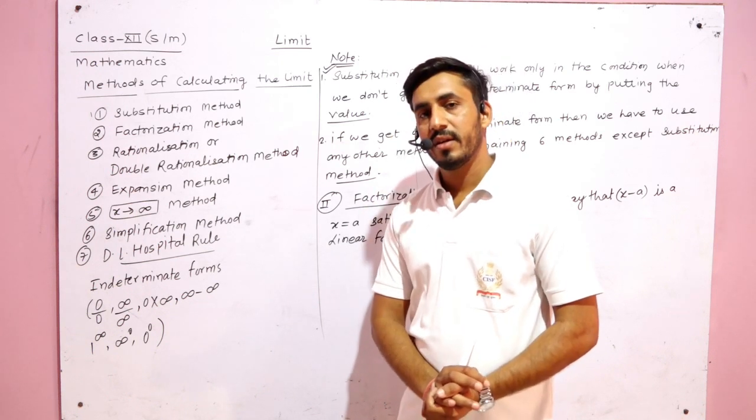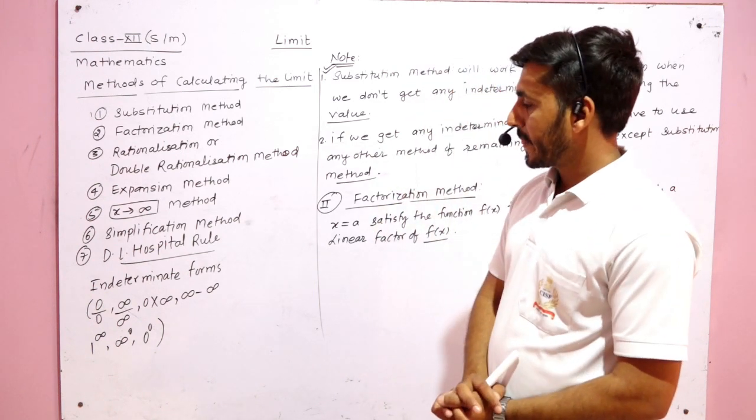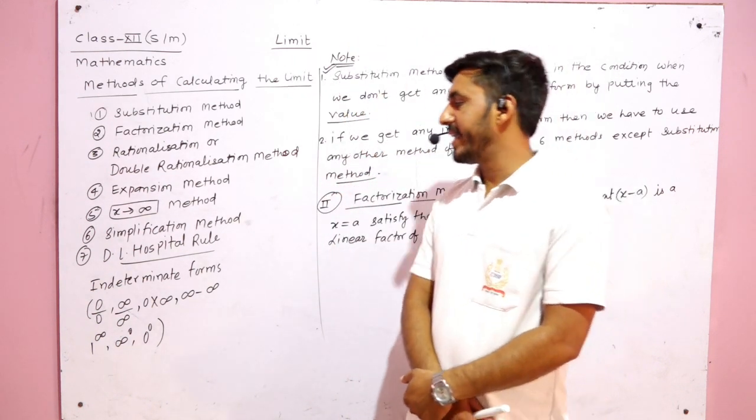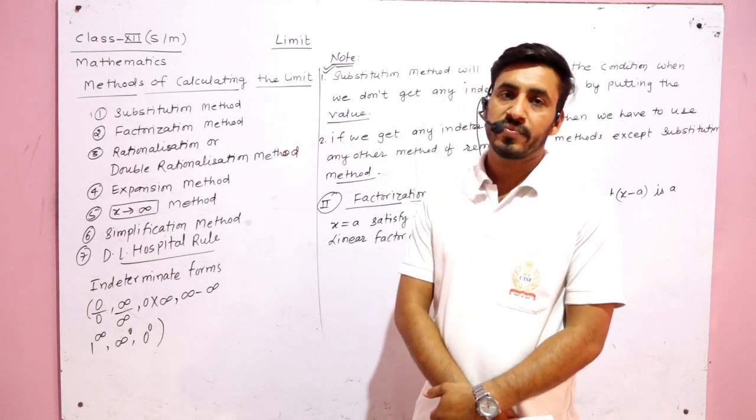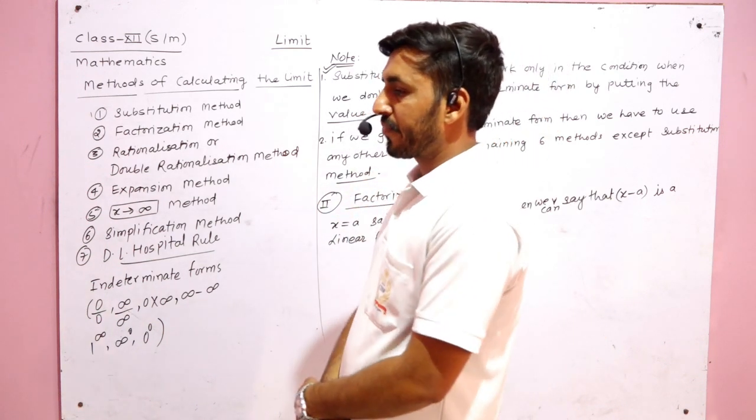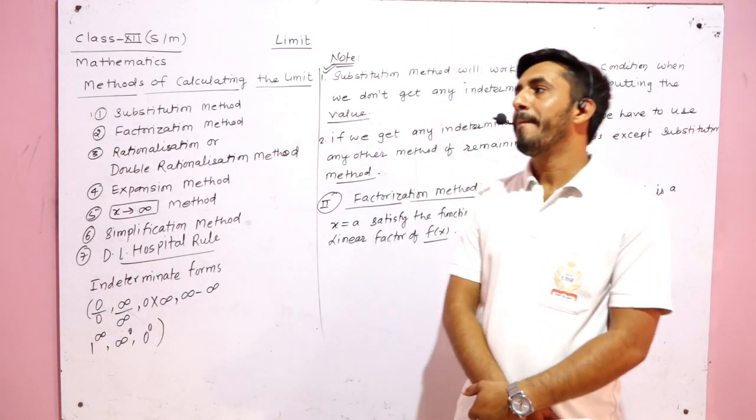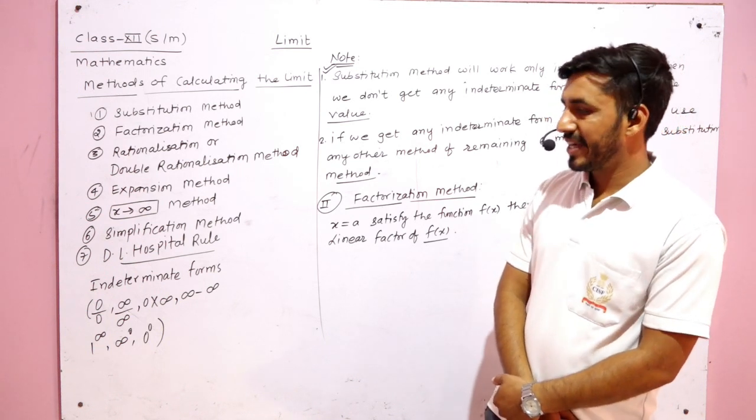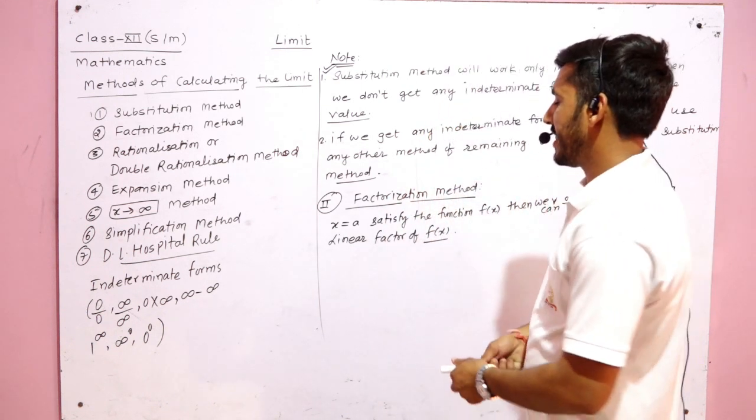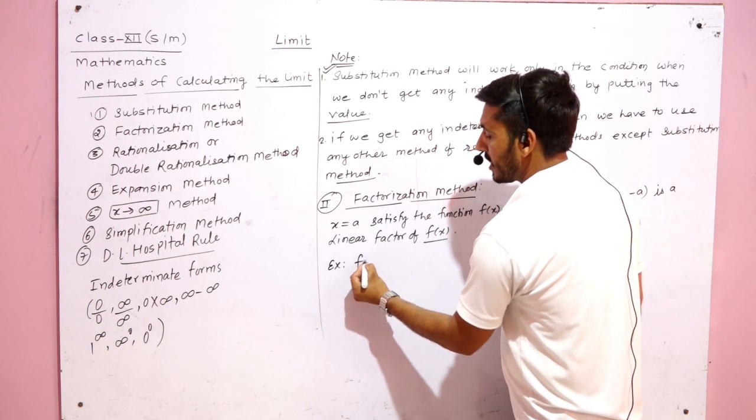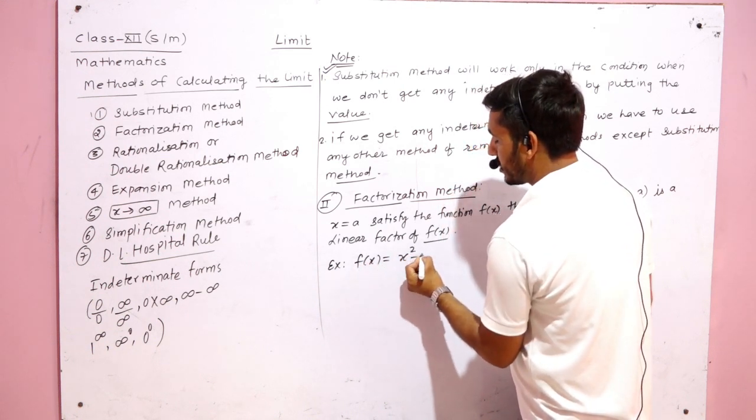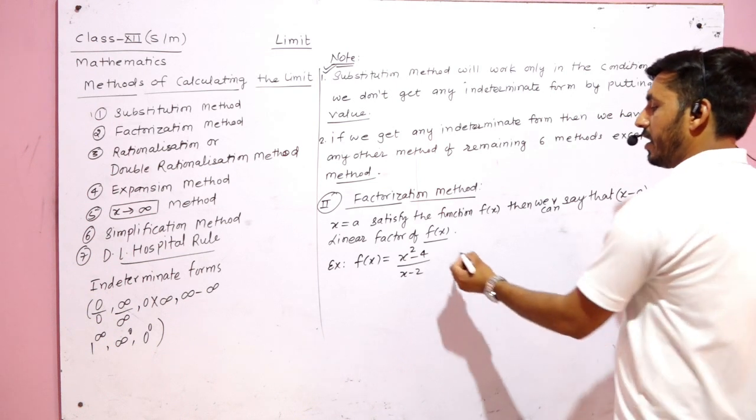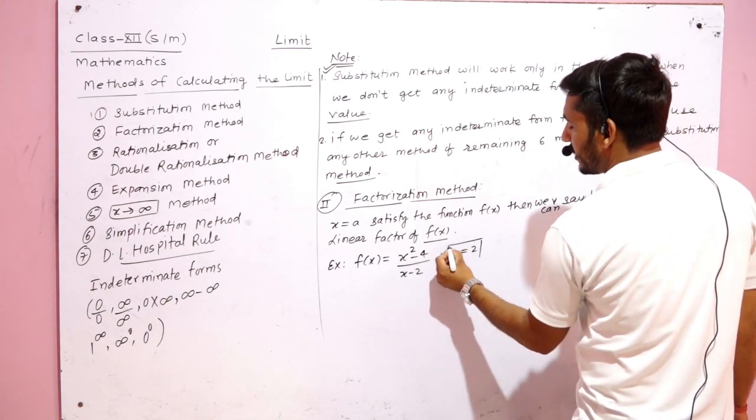How will this method work? This method will work when a factor of a function makes it indeterminate form. Then we have to remove that factor which is making the function indeterminate. We can take an example to explain this method. Let f(x) be equal to (x square minus 4) upon (x minus 2), and we have to calculate the limit at x is equal to 2.